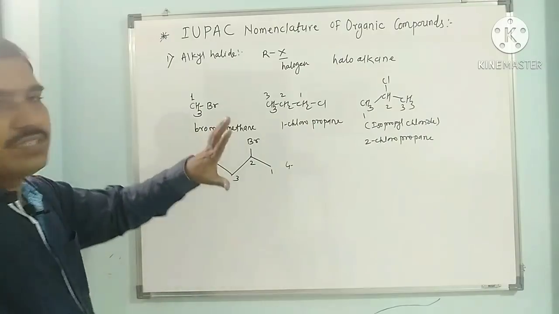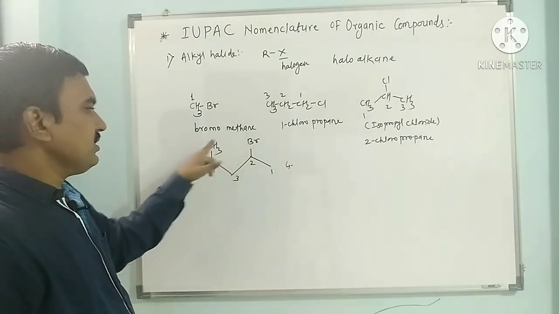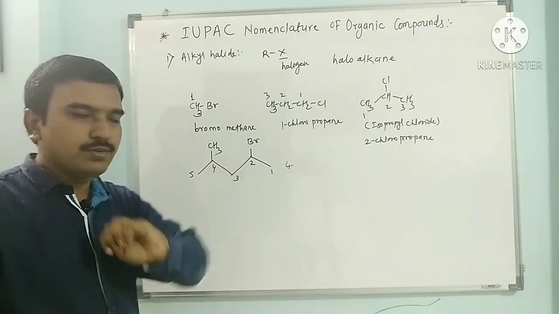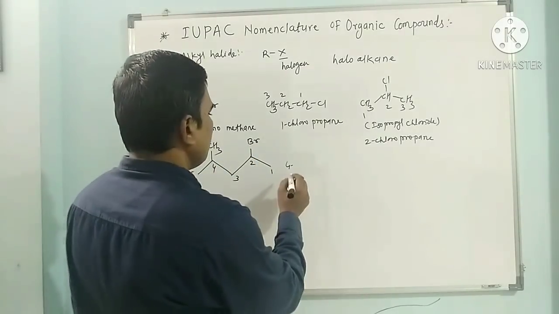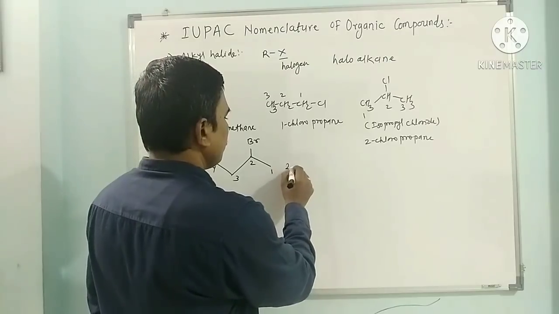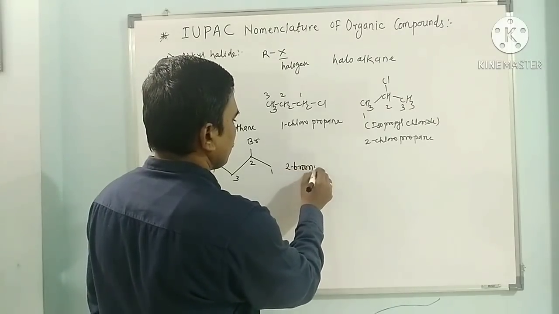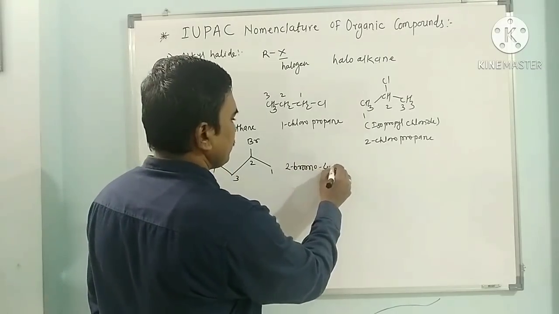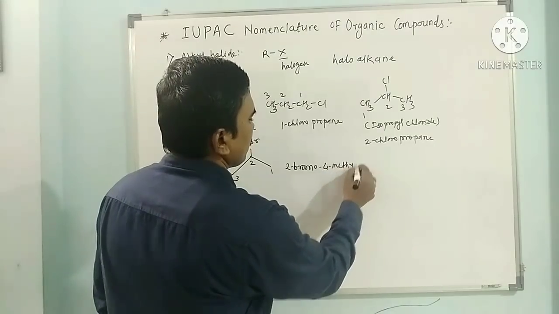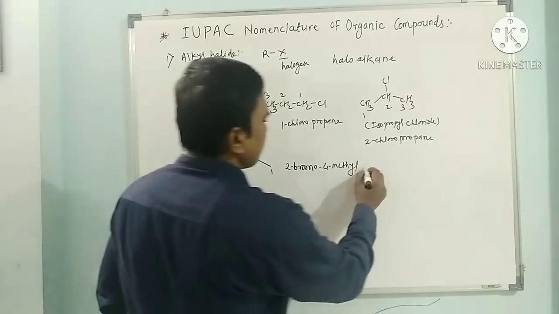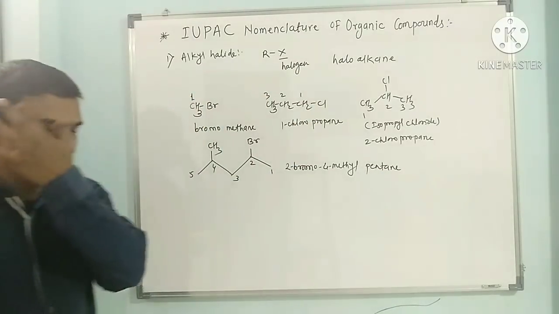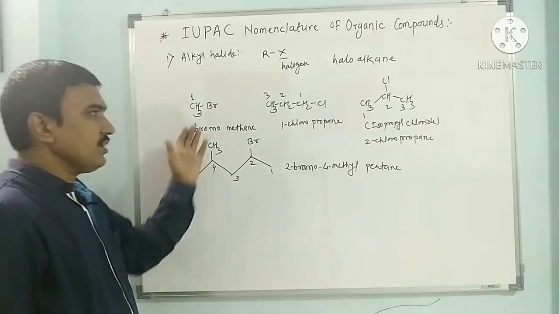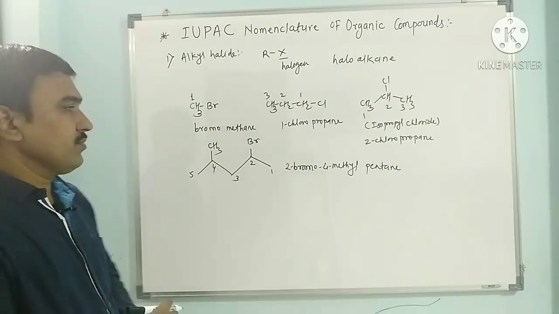Which come first in alphabetical order? Bromine and methyl. So these are the two substituents. So B means bromo comes first in alphabetical order. So here it is 2-bromo, 4-methyl, and because of 5 carbons it is pentane. Pentane. So in this way such alkyl halides are named.